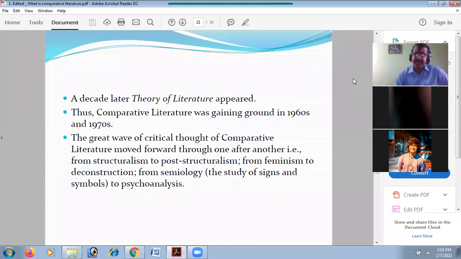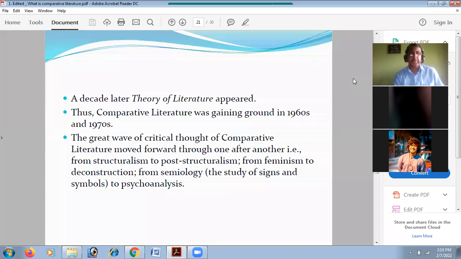A decade later, Theory of Literature appeared, and thus comparative literature was gaining ground in the 1960s and 1970s. In the 1960s and 1970s, comparative literature got firm ground, facing so much criticism, and that criticism was answered by several critics like Jost and Mill Galloway, and also Goethe, Matthew Arnold, like that.